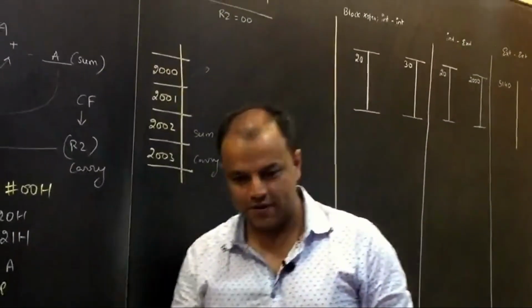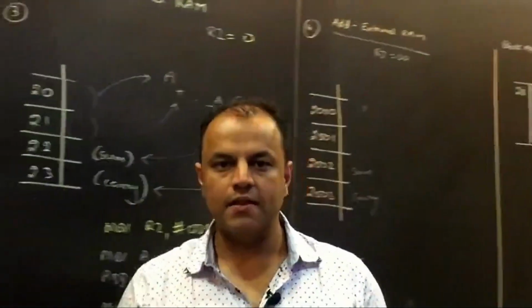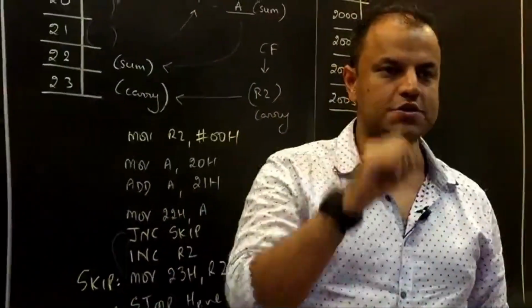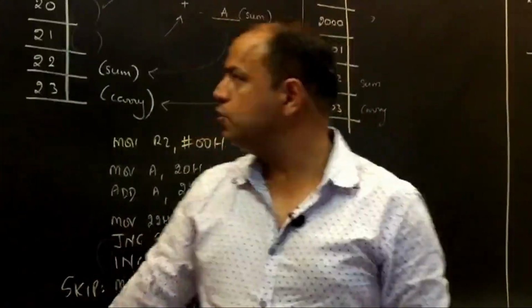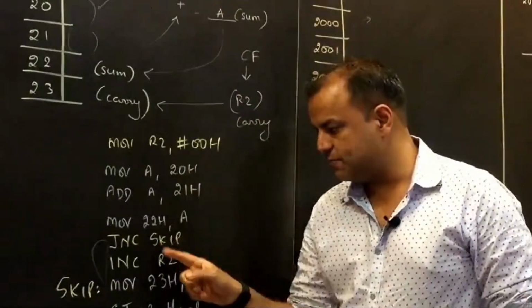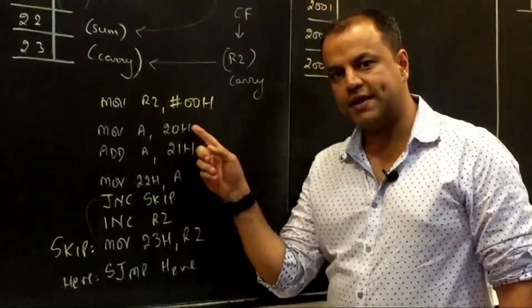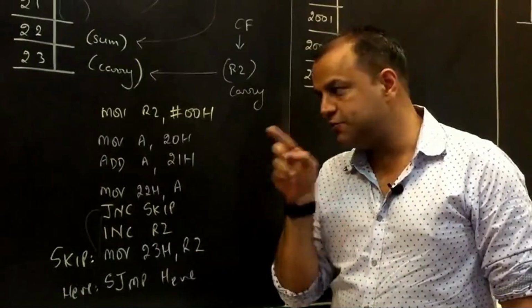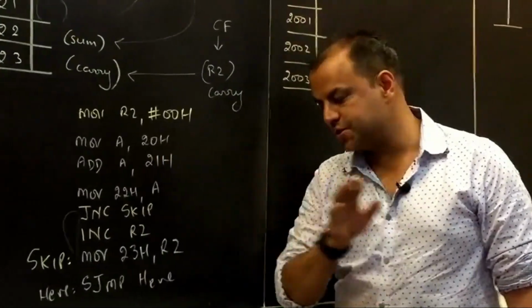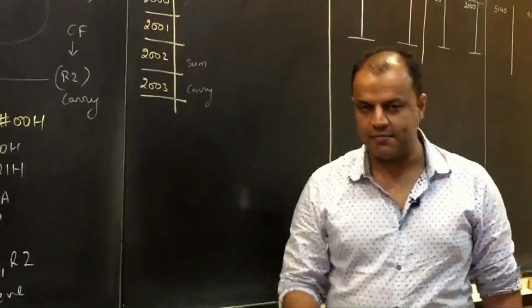When you are working with external RAM, there are three problems. First, you cannot use direct addressing mode. If you see all throughout, I have used direct addressing mode. Direct addressing mode means you are writing the address in the instruction. It is not allowed in external RAM.